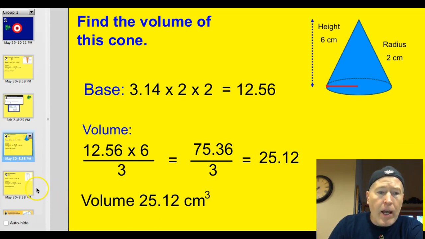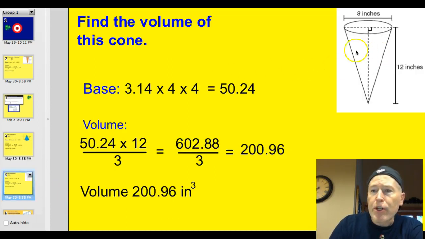Let's try another. Just inverted the cone. This time we have the diameter, so we have to make sure to cut that in half and get that radius. So our radius would be 4. Pi r squared would be 3.14 times 4 times 4, giving us a product of 50.24. Take that 50.24, we multiply it by the height. We have 602.88. We divide that by 3. 200.96. So our volume of this cone is 200.96 inches cubed.